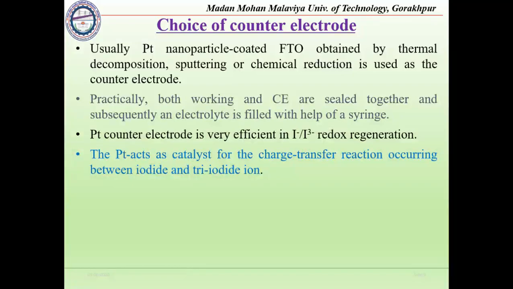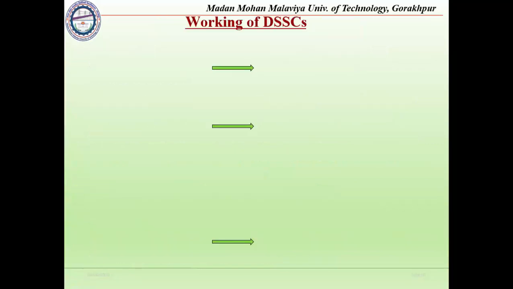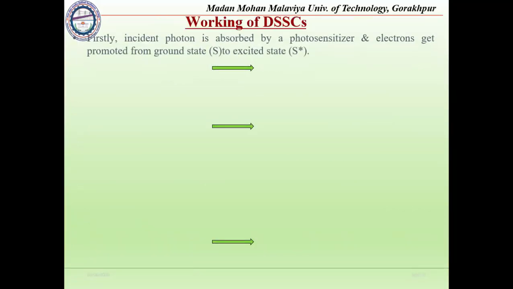Platinum acts as a catalyst for the charge transfer reaction occurring between iodide and triiodide ion. The counter electrode catalyzes the reduction of the liquid electrolyte. Till today we also use carbon forms like carbon nanotubes, functionalized graphene, and mesoporous carbon fibers, which have been successfully used as counter electrodes to enhance the efficiency of the DSSC, that is dye-sensitized solar cell.